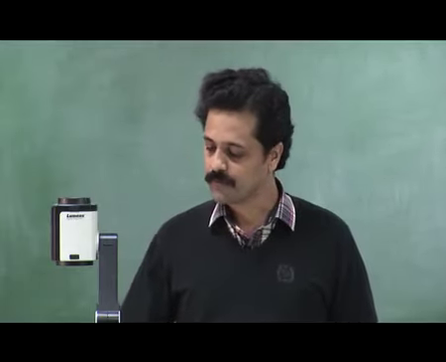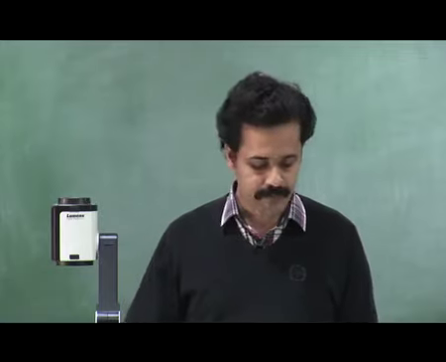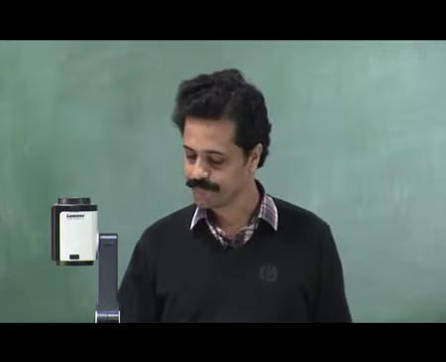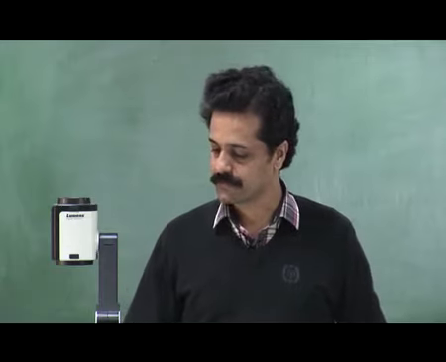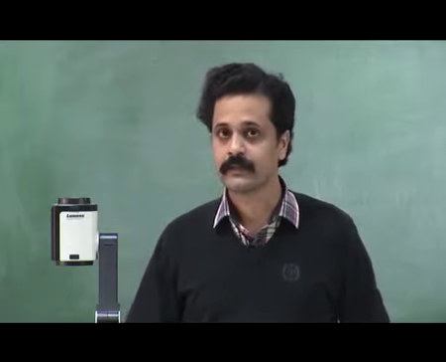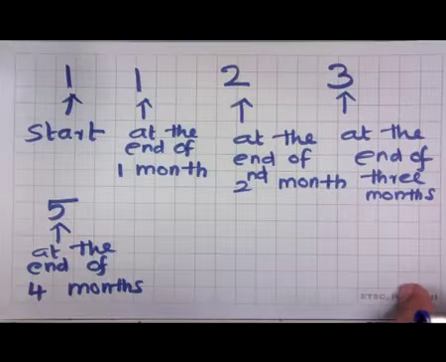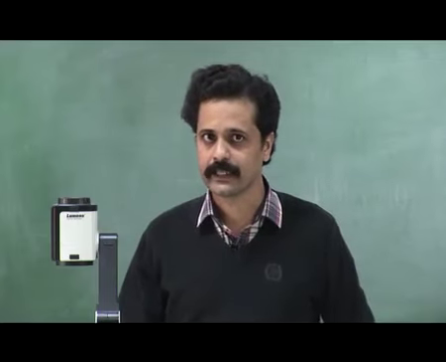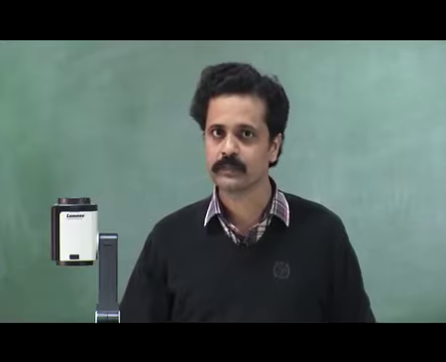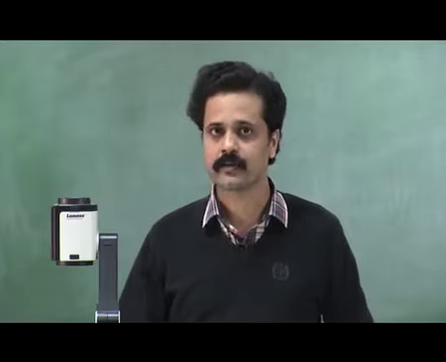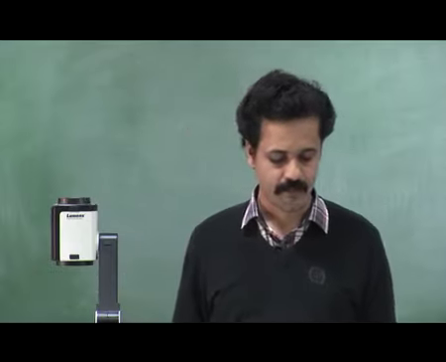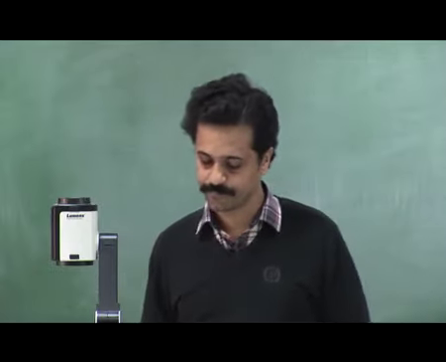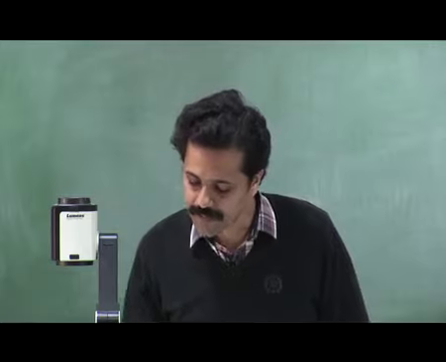This problem was originally posed by Fibonacci, and the numbers created, which stand for the number of pairs at the end of 1 month, 2 months, and so on, are called Fibonacci numbers. Let us continue with another example.